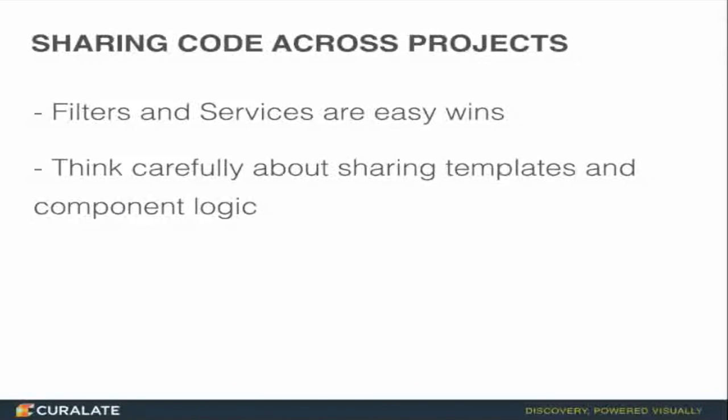And what we found is that filters and services, things that have common functionality that don't touch a view, are easy wins here. But you have to really think carefully about sharing templates and presentation or component logic. When the presentation logic differs, it leads to really tricky situations to get that code right. If your logic diverges between the mobile app and the desktop app, it leads to problems. And so if your logic's going to diverge, you should really think hard about sharing templates across web and mobile if you're doing hybrid apps.